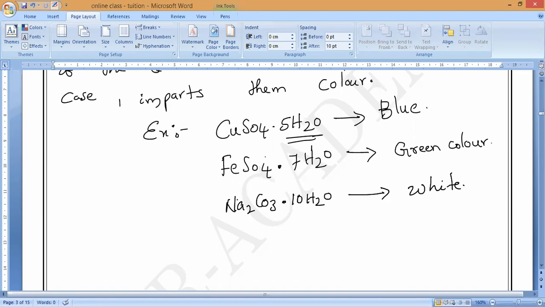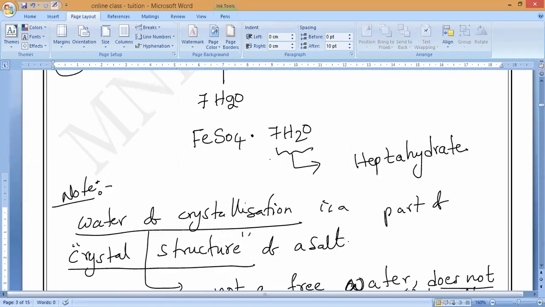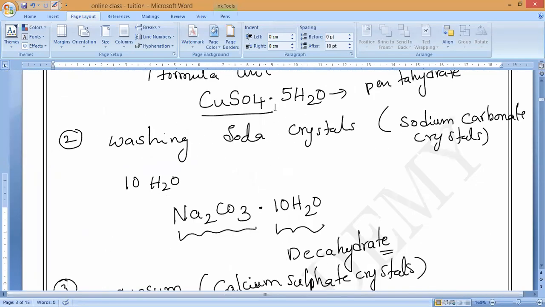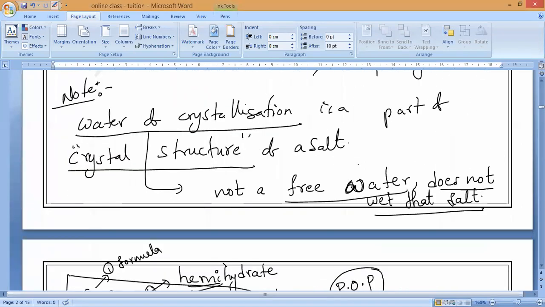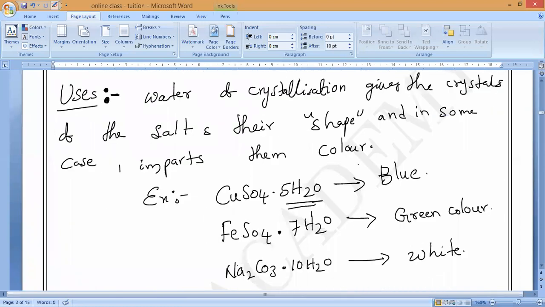Now, this is all about the hydrated salts. Till here, any doubt, anybody can ask. Clear, guys? Akshaya, Pranita, all of you understand? Colors are most important. Bhumika, do you understand? Colors you have to remember very well.